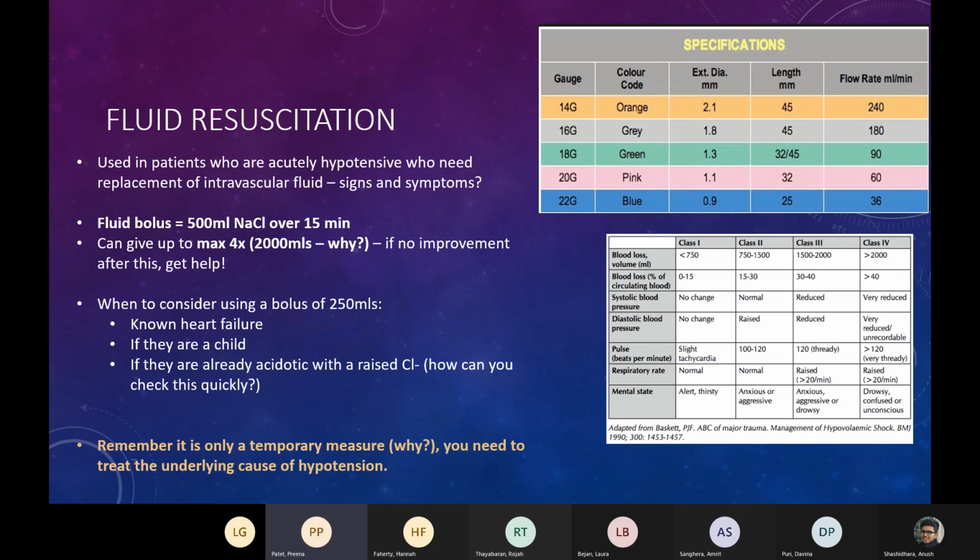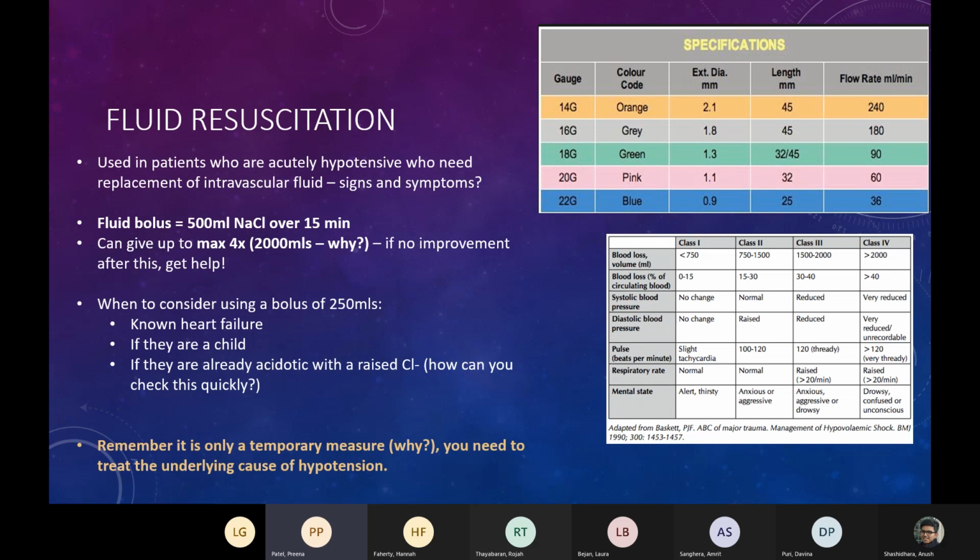But essentially, if you've given them 2 liters of fluid and their blood pressure is not improving, they're in class 4 and they've lost at least 40% of their circulating volume. So your priority at that point is oxygenation as well. You need to start replacing blood products, not just the volume of fluid, because eventually they're going to struggle to oxygenate. So in some conditions, you'd actually reduce your fluid bolus to 250 mils.